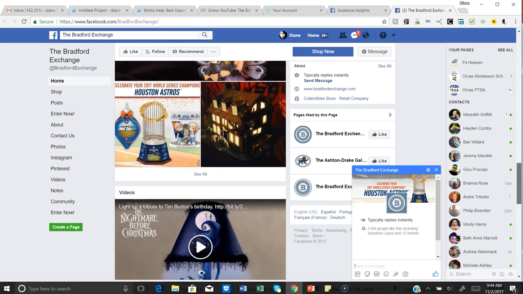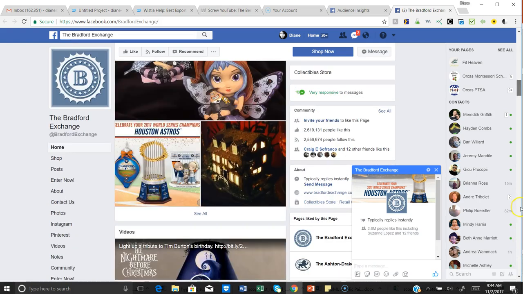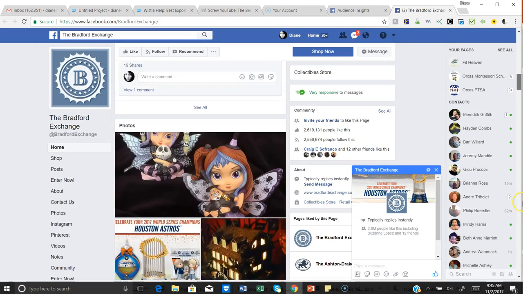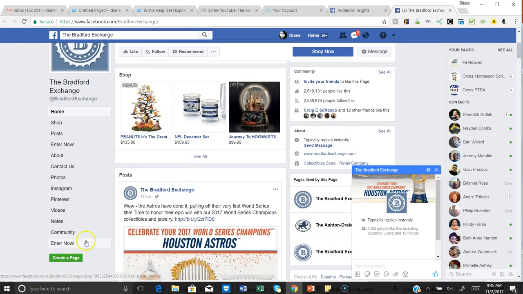So with something like this, you're not going to say, oh, I assume they like crosses, snowballs, and these giant angels and they must love the Astros. That's not what we'd use this page for. We would say, okay, this company obviously knows their stuff. They have over 2.6 million people who like them, and they're selling products you could find at Walmart for $25 for $135. And these are passion products.